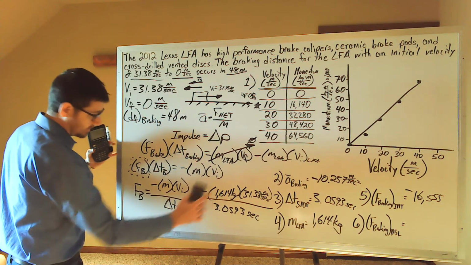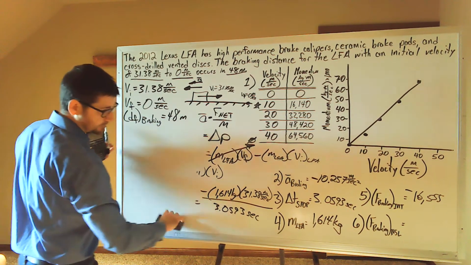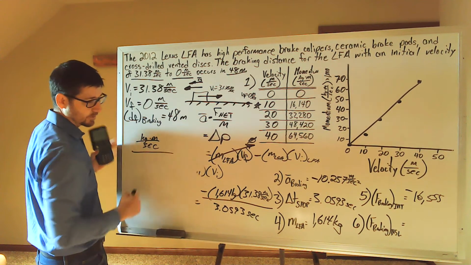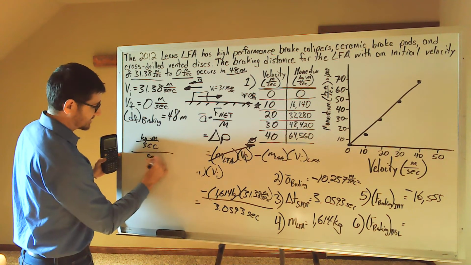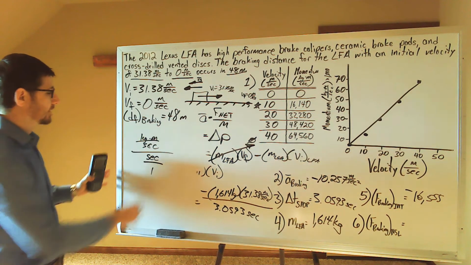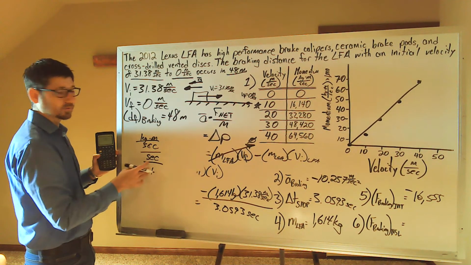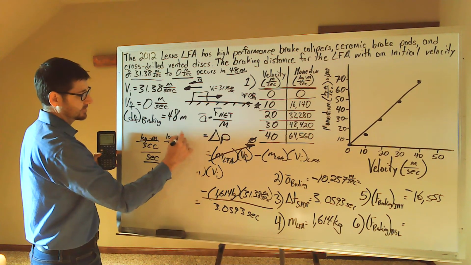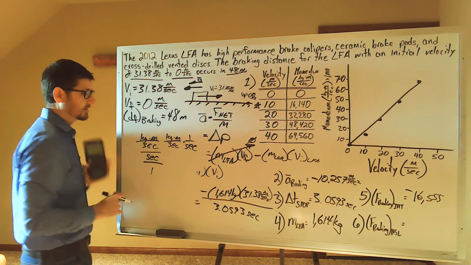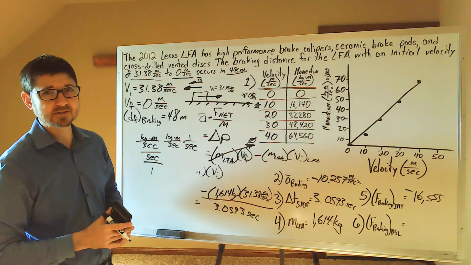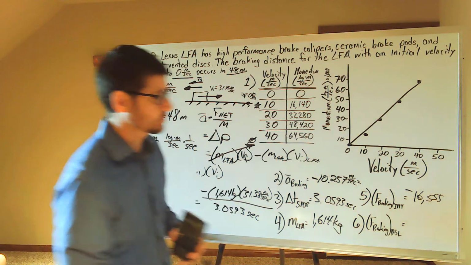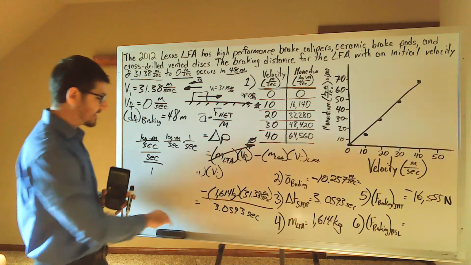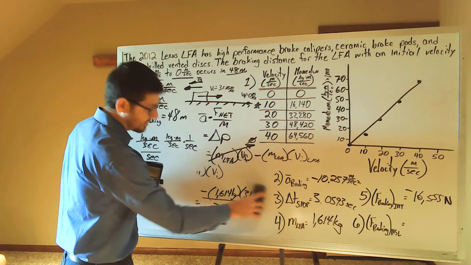Now let's take a look at the units. In the numerator here, I have kilogram meter per second, and we're dividing this by seconds. And algebraically, that's seconds over 1. So what we're going to do is multiply by the inverse of the denominator. So kilogram meter per second times 1 over seconds. This is going to give me kilogram meter per second squared. And we know that is equal to 1 Newton. So the answer for number 5, negative 16,555 newtons.